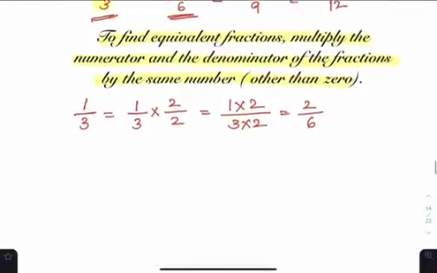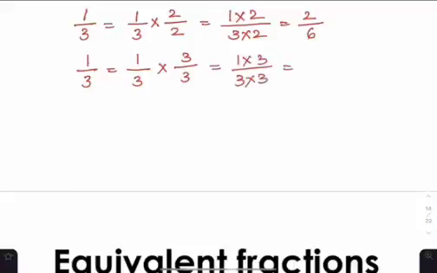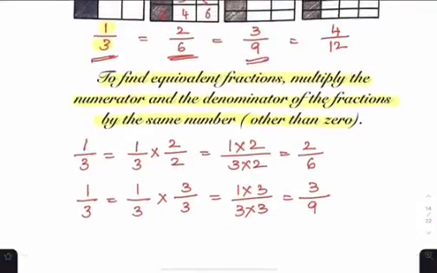Now, we shall try for the third one. 1 by 3, as I said, I am multiplying with the same number for both numerator and denominator. Let me try another number now. 2 we have completed, I'll try with 3. Now this becomes 1 into 3 and 3 into 3. 1 into 3 is 3 divided by 3 into 3 is 9. Now what is the fraction that I have got? It is 3 by 9, correct?